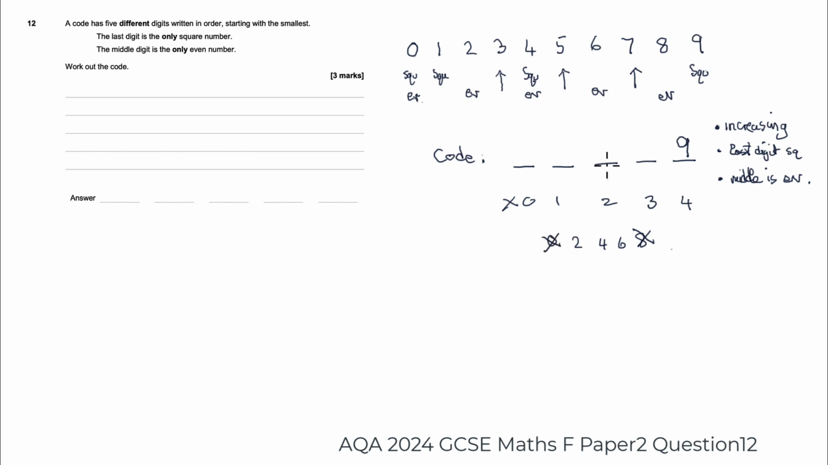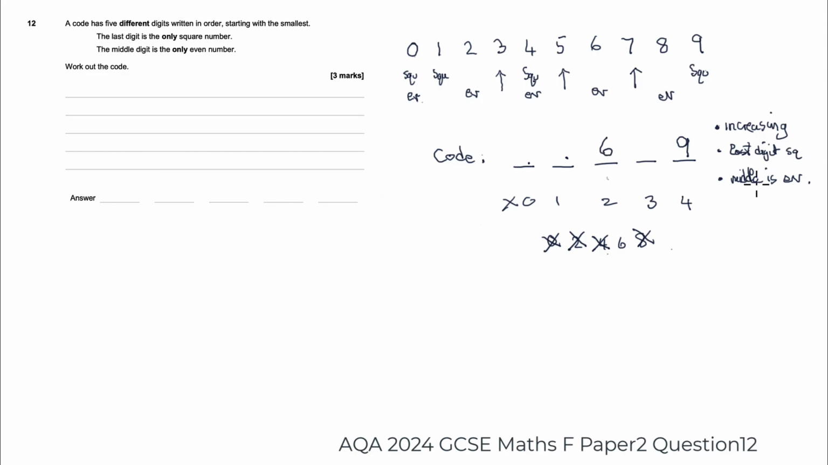We can't have 2 in the middle because 0 and 1, there would be another even number there, and 2's the only one. So we can't have 2. And can you see why we can't have 4 in the middle? Well, remember, 4 was a square number. 9, the last digit, is the only square. So we cannot have 4 in the middle. That would involve two square numbers, not allowed. So that only leaves us a 6 to go in the middle.